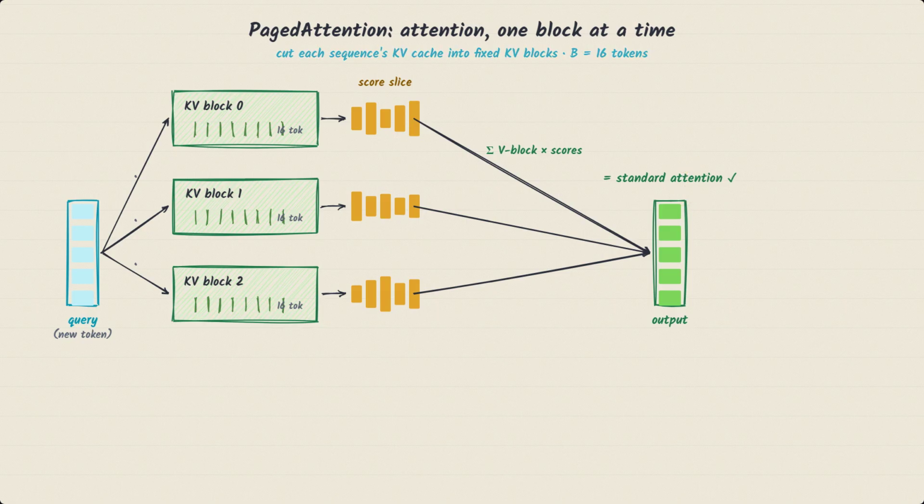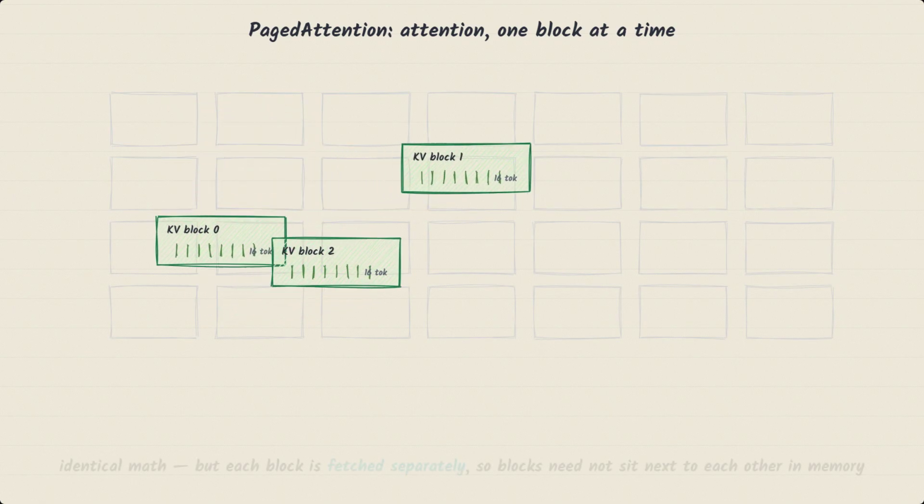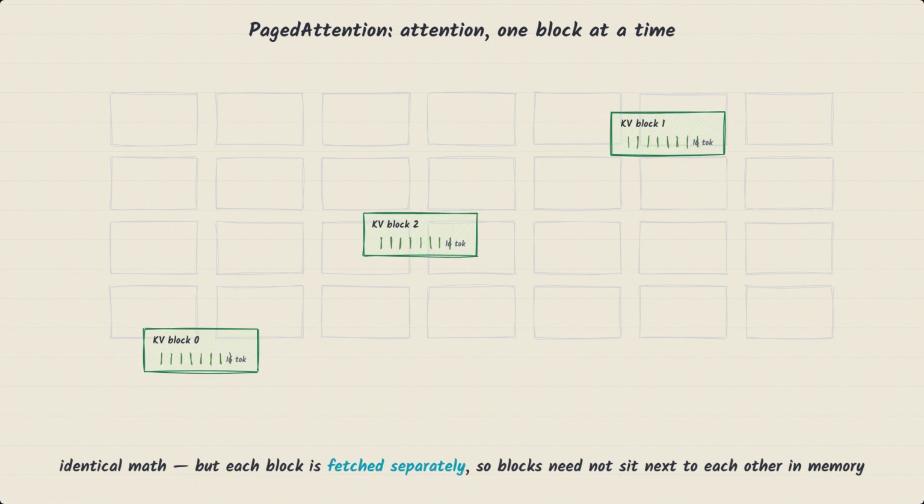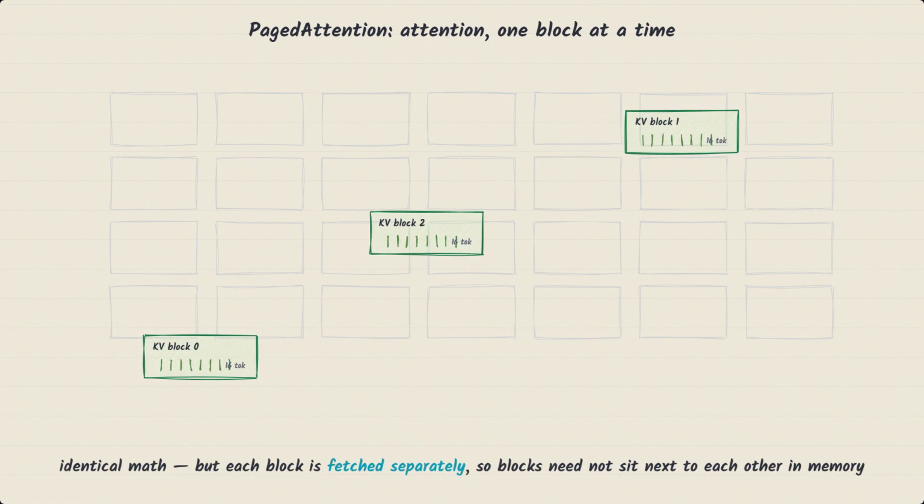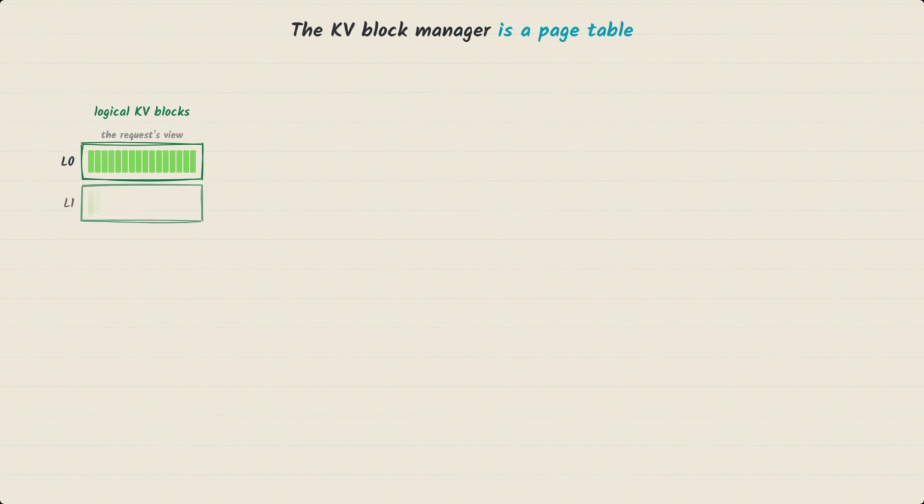It is mathematically identical to ordinary attention, same numbers out, but the kernel fetches each block separately, so the blocks never have to sit next to each other in physical memory. That single change is what unlocks everything else. Managing those blocks is the KV block manager, and it is quite literally a page table.